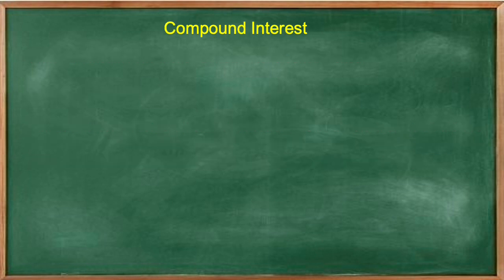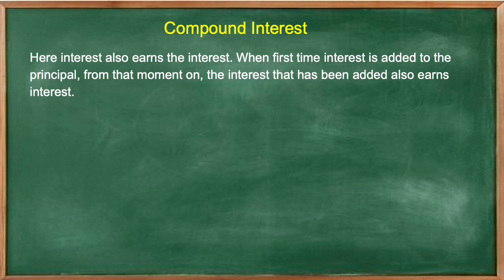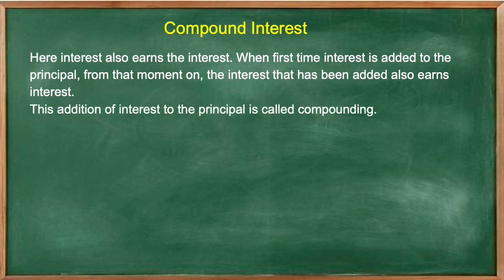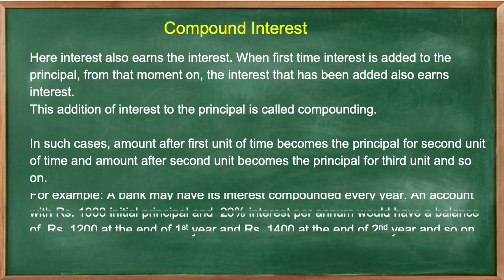Let's understand the basic concept of compound interest. Here, interest also earns interest. When interest is first added to the principal, from that moment on, the interest that has been added also earns interest. This addition of interest to the principal is called compounding. In such cases, the amount after the first unit of time becomes the principal for the second unit of time, and the amount after the second unit becomes the principal for the third unit, and so on.